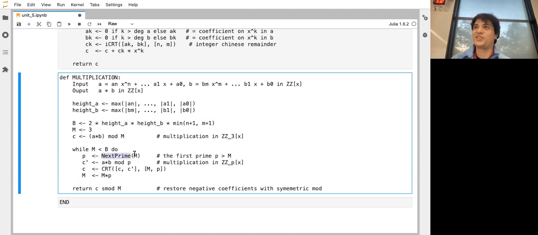So this is a little bit cheeky, because some of these things you're going to have to go implement, but you want to get the next prime that's after the prime that you've last used. You then want to compute the product of your polynomials mod that P. You then want to update C using your Chinese remainder theorem, and then you want to increase these M's and repeat that. And this is, again, just doing exactly what I showed you in that worked example.